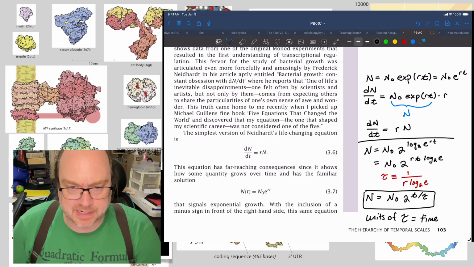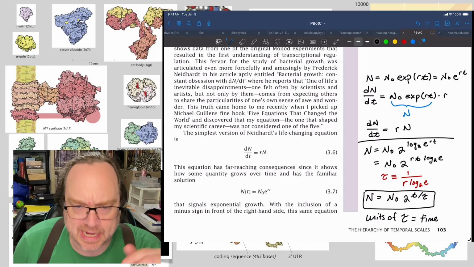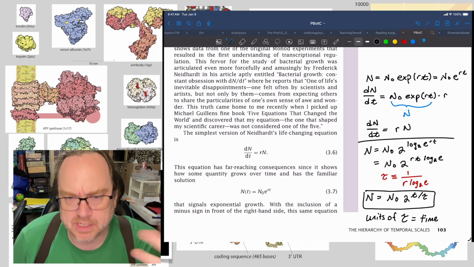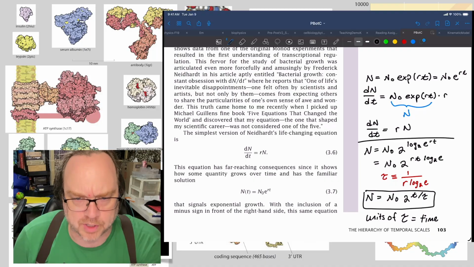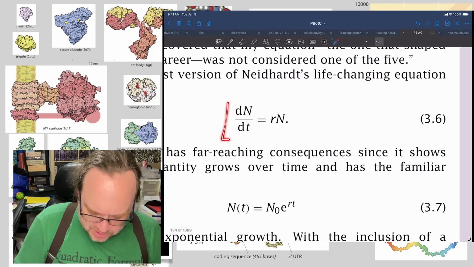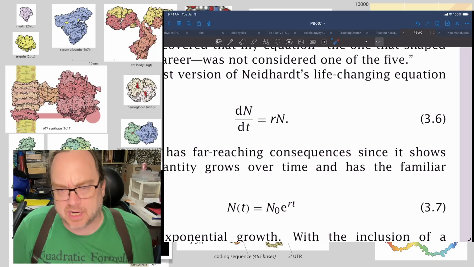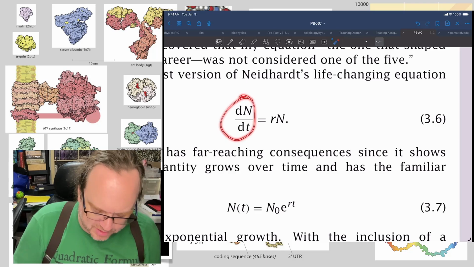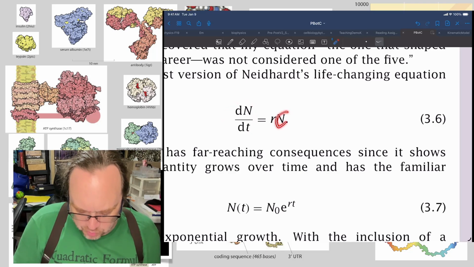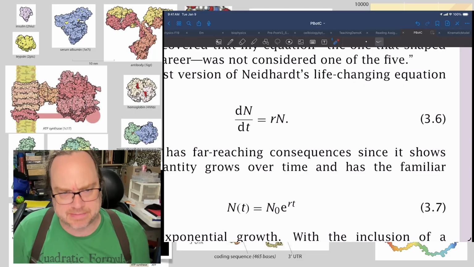We had started talking about Neidhart's equation in class on Friday, or sorry, Wednesday, and I wanted to return to it now so that we could understand it for our own homework. So, what we had was this differential equation, dN/dt is equal to rN. And again, what we saw in class is this was saying that the rate of growth was directly proportional to the number of objects that you had. Right? And this is a seemingly simple equation in many ways.